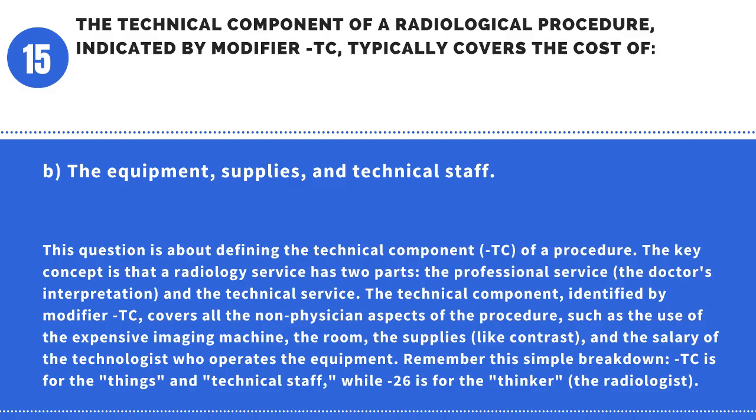This question is about defining the technical component, TC, of a procedure. The key concept is that a radiology service has 2 parts: the professional service, the doctor's interpretation, and the technical service. The technical component, identified by modifier TC, covers all the non-physician aspects of the procedure, such as the use of the expensive imaging machine, the room, the supplies, like contrast, and the salary of the technologist who operates the equipment. Remember this simple breakdown: TC is for the things and technical staff, while -26 is for the thinker, the radiologist.